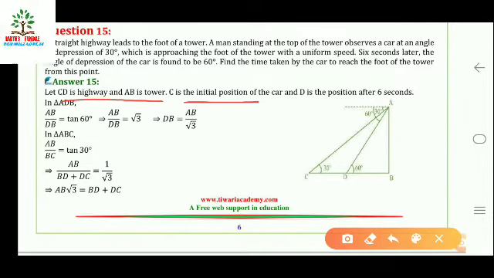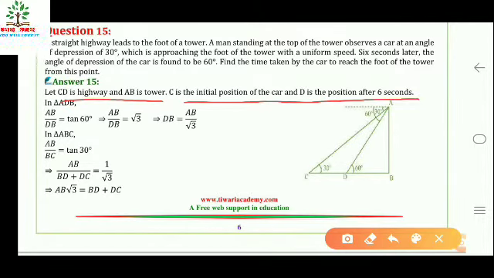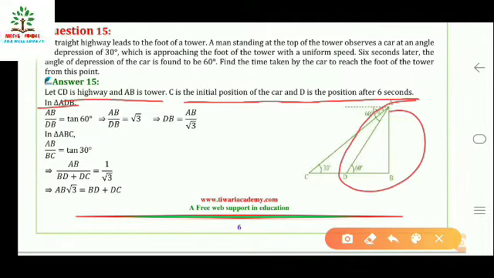C is the initial position of the car and D is the position after 6 seconds in triangle ADB. So in triangle ADB, we write perpendicular upon base. So that is AB over AD is equal to 1060. That is AB over DB is equal to root 3, and DB is equal to AB over root 3.